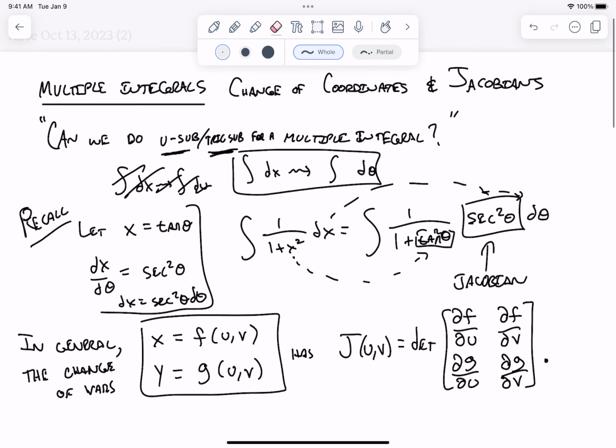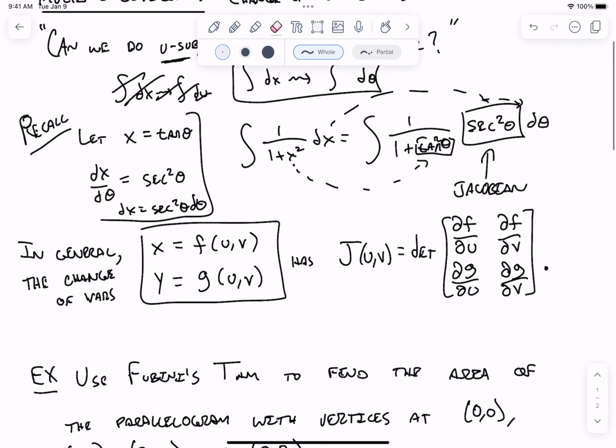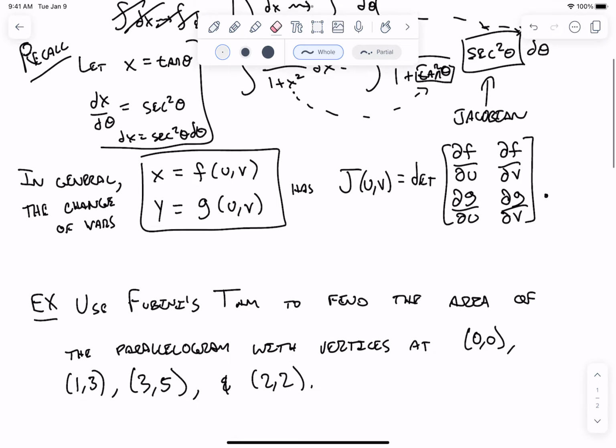Okay, so let's try this technique out. Let's do a change of coordinates using a Jacobian.